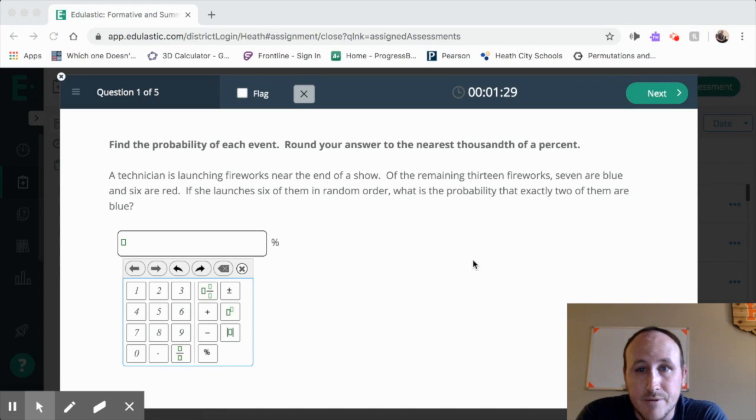Of the remaining 13 fireworks, 7 are blue and 6 are red. So we know there are 13 total, and we're breaking those 13 into two subcategories, the 7 blue and the 6 red. She is then going to launch 6 of those fireworks in random order, and we want to know the probability that exactly 2 of those 6 that she's launching are going to be blue. So we'll take a look at how to do this here on the next screen.